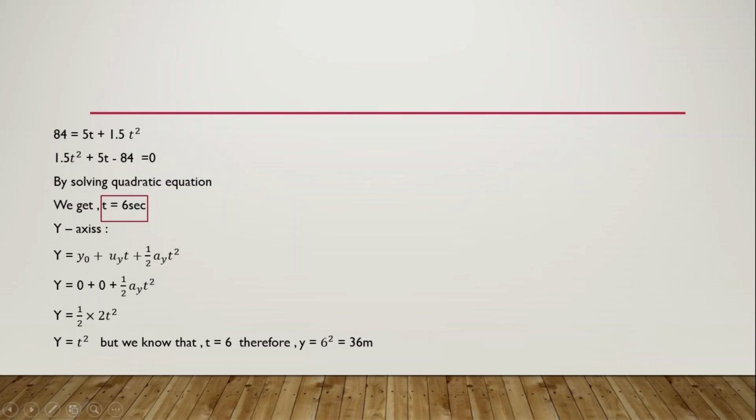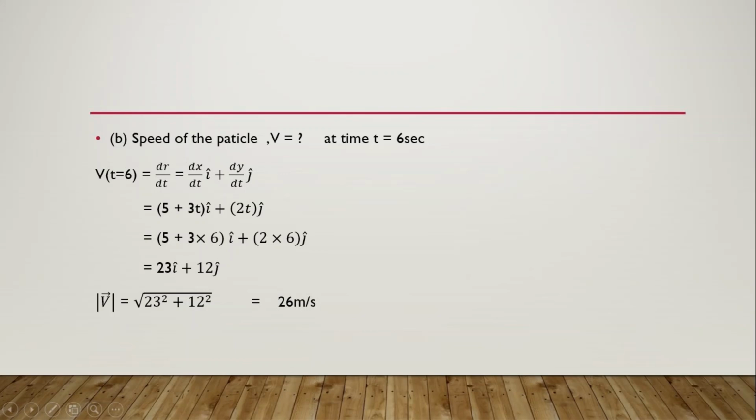So in the x axis, while solving, what t did we get? We got 6 seconds. So just substitute the value of t as 6 seconds, therefore y is equal to 6 square, which is 36 meters, right? So now we have to find the speed of the particle, that is v at time t is equal to 6 seconds. Now that we know the time, we can easily find the velocity.